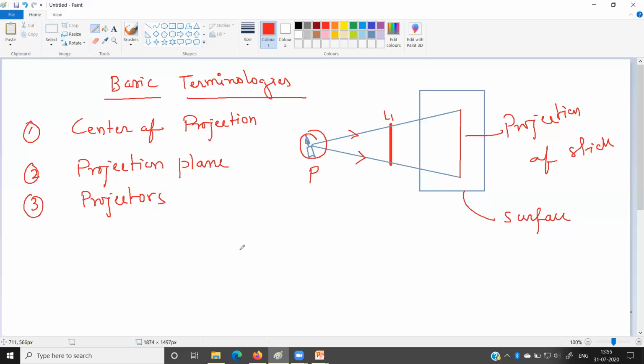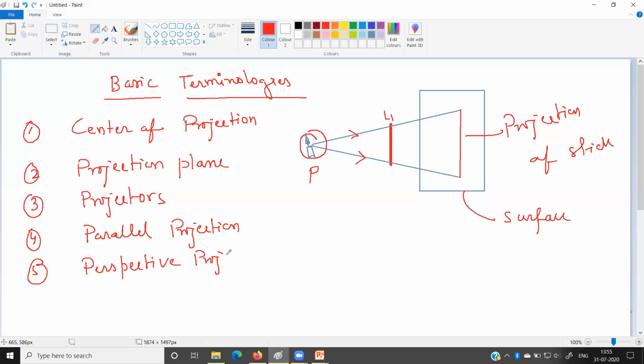Fine. Now there is also another important term, which is called the parallel projection. Parallel projection is also very important. And the next one is called the perspective projection. We will discuss the parallel projection and the perspective projection one after another. So first we will discuss the parallel projection.